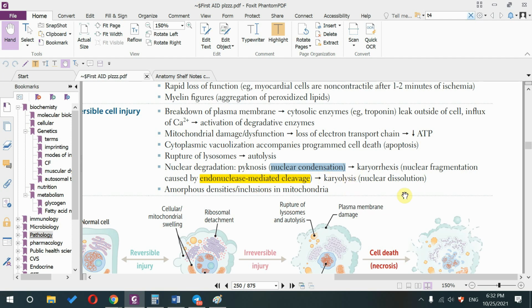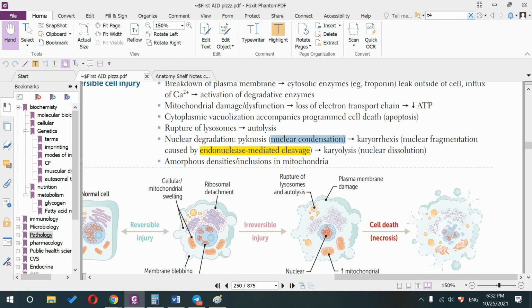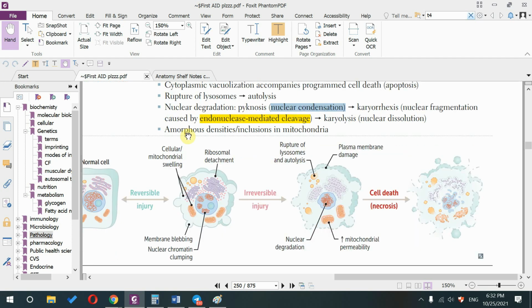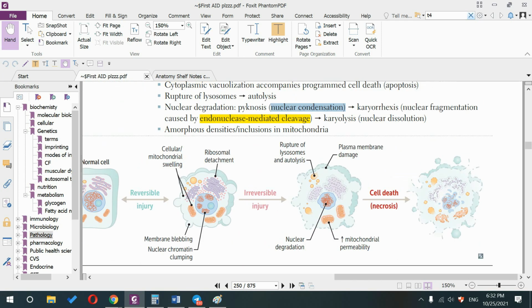The last thing that happens is karyolysis. So this cleaved, destroyed particles basically just start to dissolve and disappear. The last thing here is that sometimes there will be these enforced density inclusions inside of the mitochondria. It's a little bit before that, but when you look inside of the mitochondria, there will be some inner accumulations. We'll speak about this later because it will be important for another topic.